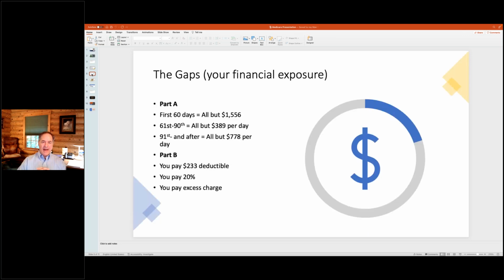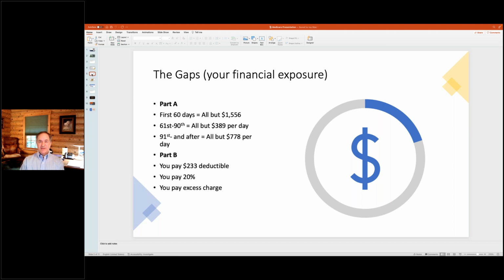Here are the gaps. So you've got your Medicare Part A and you've got your Medicare Part B. Let's say you don't have any supplement policy, any secondary policy. It's just A and B. Okay, well, you're looking at some real financial exposure. If you end up in the hospital, you would end up having to pay a $1,556 deductible. That's not per year. That's per 60-day period.